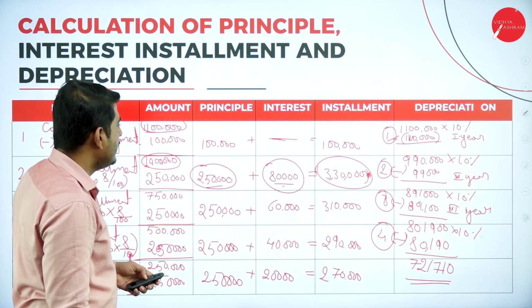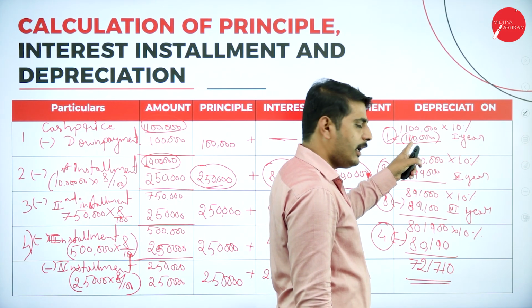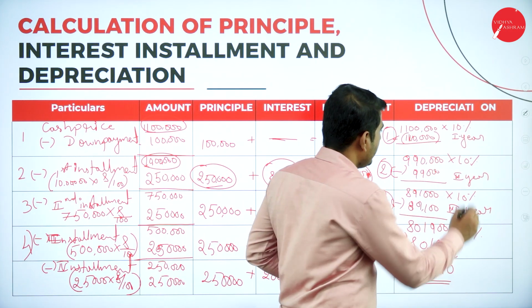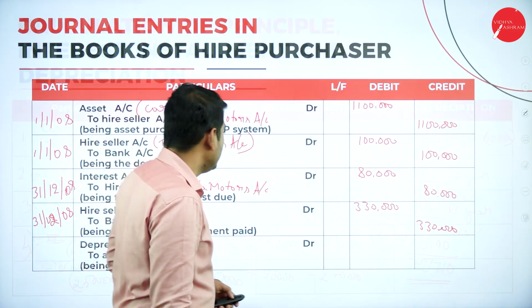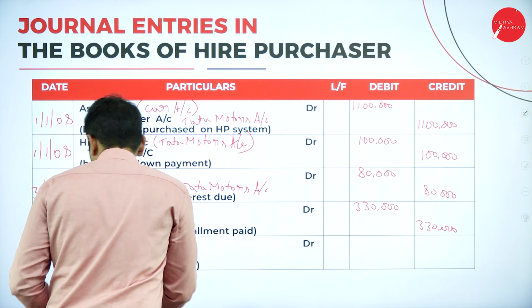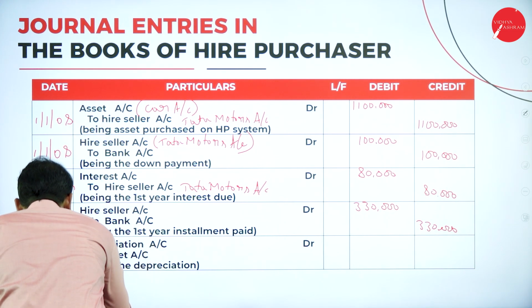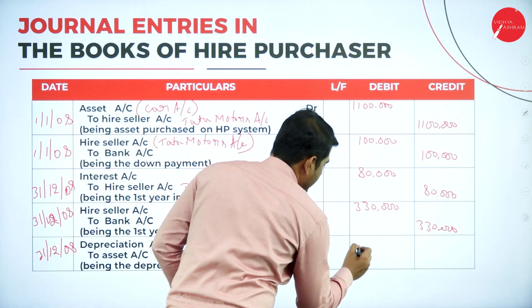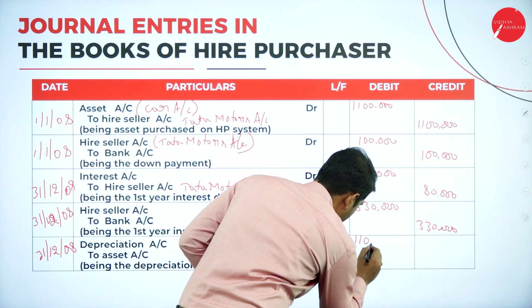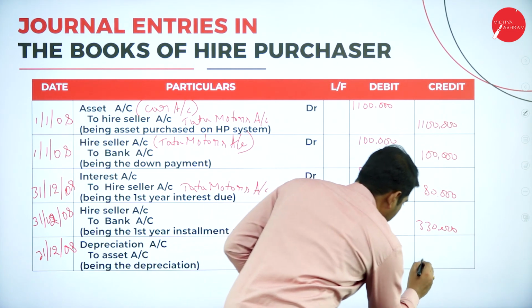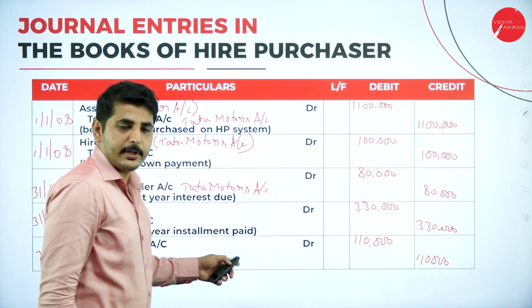Now let's go to the depreciation part. What is the first year depreciation? 1,10,000 is the depreciation for the first year. So journal entry, depreciation on what date? 31st/12/2008. Depreciation is 1,10,000. Being the first year depreciation.